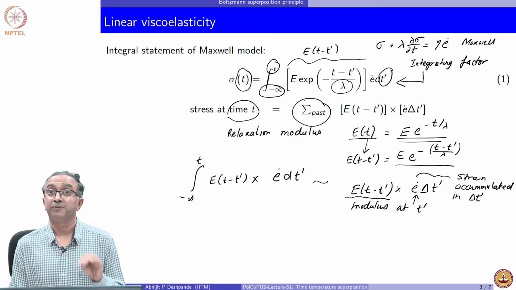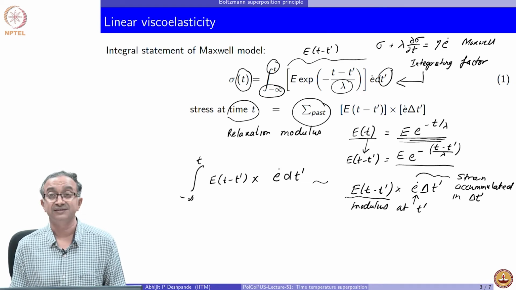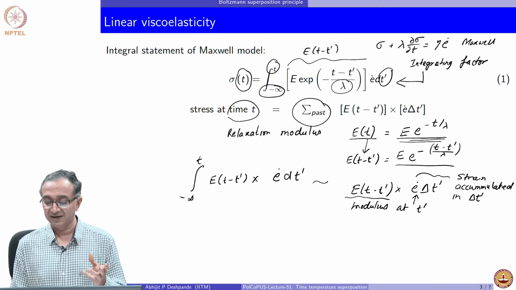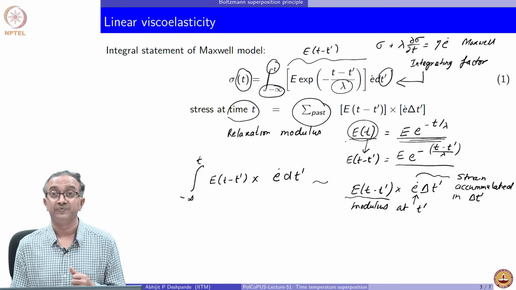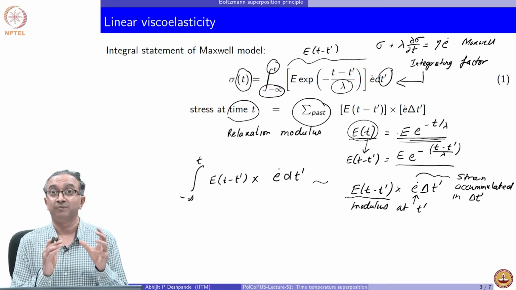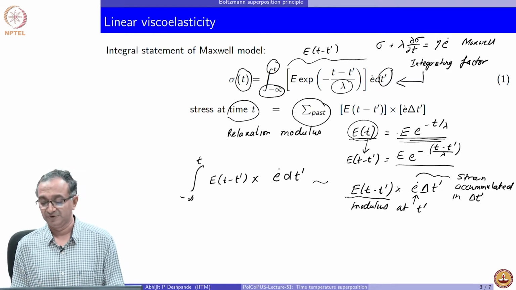Now, what is the property of the relaxation modulus? You can see that relaxation modulus goes as e to the power minus t by lambda. If t is very large, E(t) will be 0. If t is 0, then E(t) is equal to E. So, it goes from E, which is its maximum value, to 0, which is its minimum value.